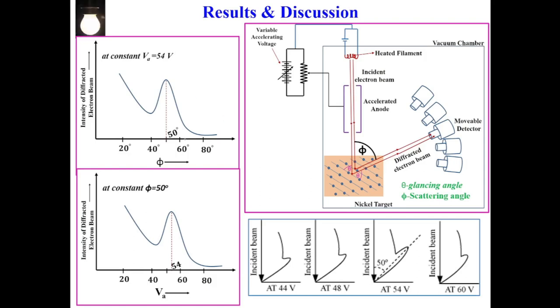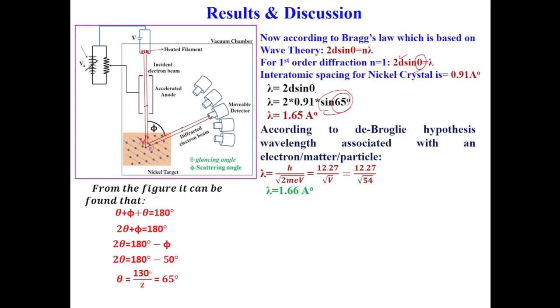Here we found exactly at 50 degree we found the peak. 50 degree means this is the phi, but in the equation theta is there. What will be the theta value? Carefully you have to observe what will be the theta value.